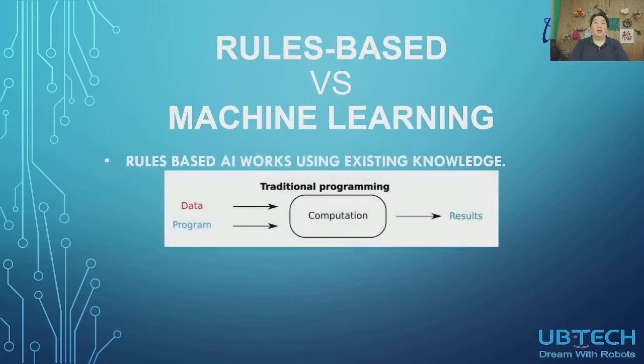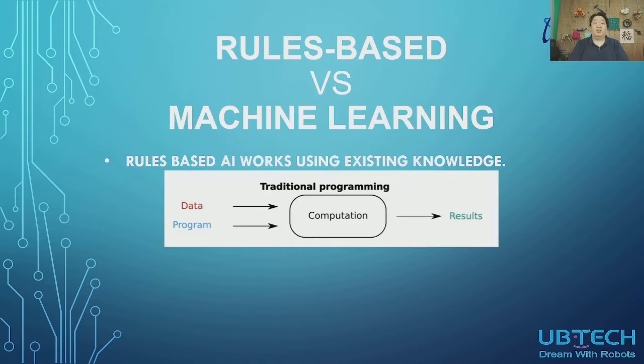Now, rules-based AI works on using existing knowledge. If you look at the little graphic I have there, it is relatively traditional in the sense that it uses existing information, so data in this case, and someone who has pre-programmed that data to do computation and come up with a result.